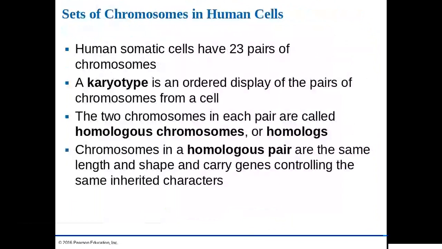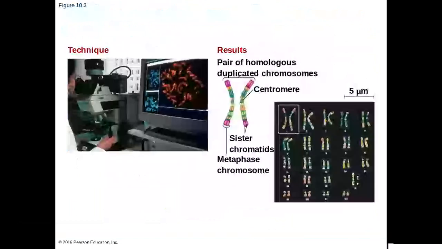The two chromosomes in each pair are called homologous chromosomes. So they're not identical because they came from different parents, but they're the same chromosome and include the same genes. So you'll get a copy of chromosome 1 from mom, a copy of chromosome 1 from dad, and that makes a homologous pair. Chromosomes in a homologous pair are the same length and shape and carry genes controlling the same inherited characteristics, like I said. So they're the exact same chromosome and they have the same genes, but what is encoded within those genes, because they're from different parents, is going to be unique for each individual.